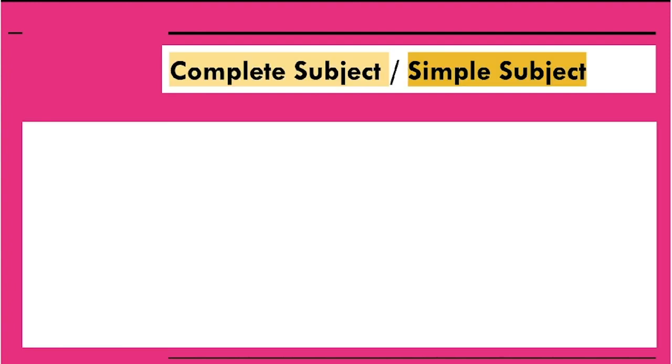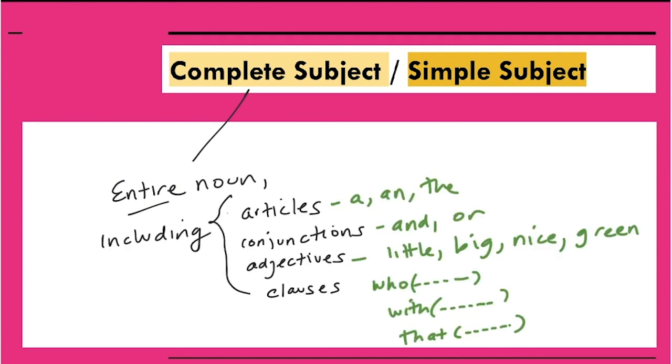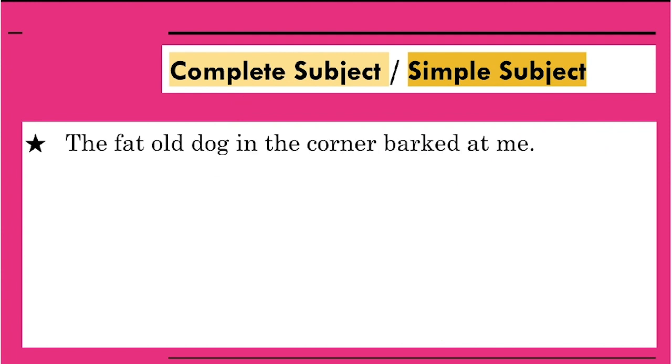Let's focus on subject again. The complete subject is the entire noun with all the other words that might describe its meaning. The simple subject is the single noun. It is possible to have a compound subject. We'll see that. So let's just look at some examples.